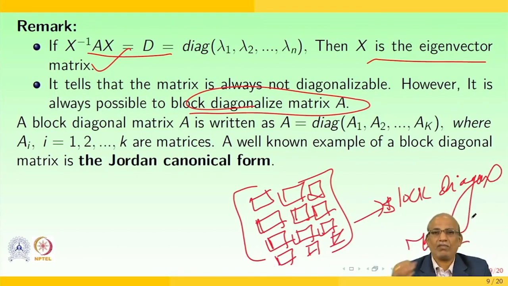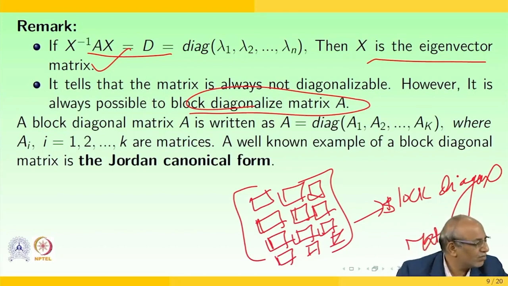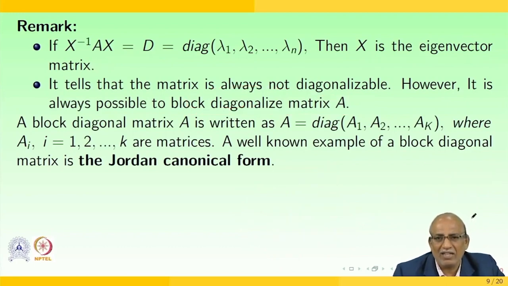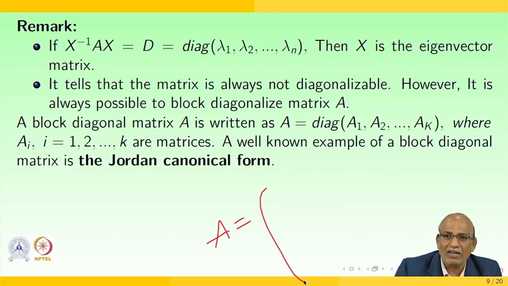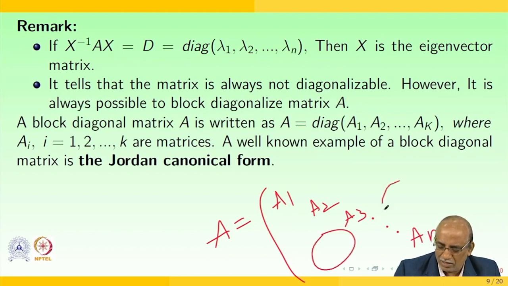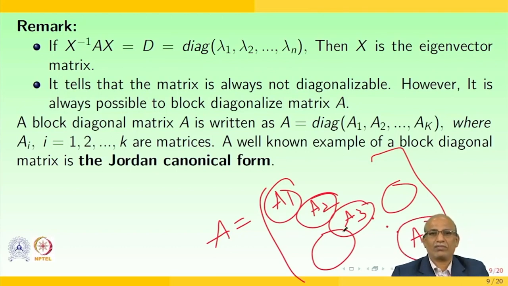Block diagonal matrix. So, the matrix is not always diagonalizable; however, it is always possible to block diagonalize matrix A. A block diagonal matrix A can be written as A is equal to diagonal of A1, A2, A3, like that up to AN. These are all different. This is one block, this is another block, a third block, like that. These are all blocks. When you block diagonalize matrix A, you get an easier way of computation.